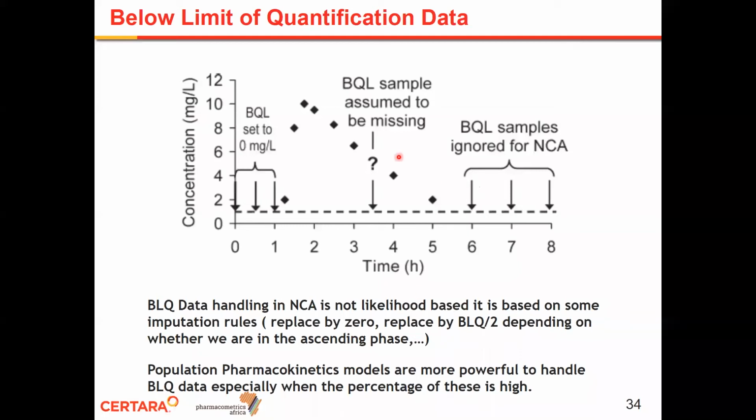And of course, if half of your data is BLQ, NCA might be questionable, and you might want to just do modeling because there is a limitation of imputation. A big percentage of your data is missing.